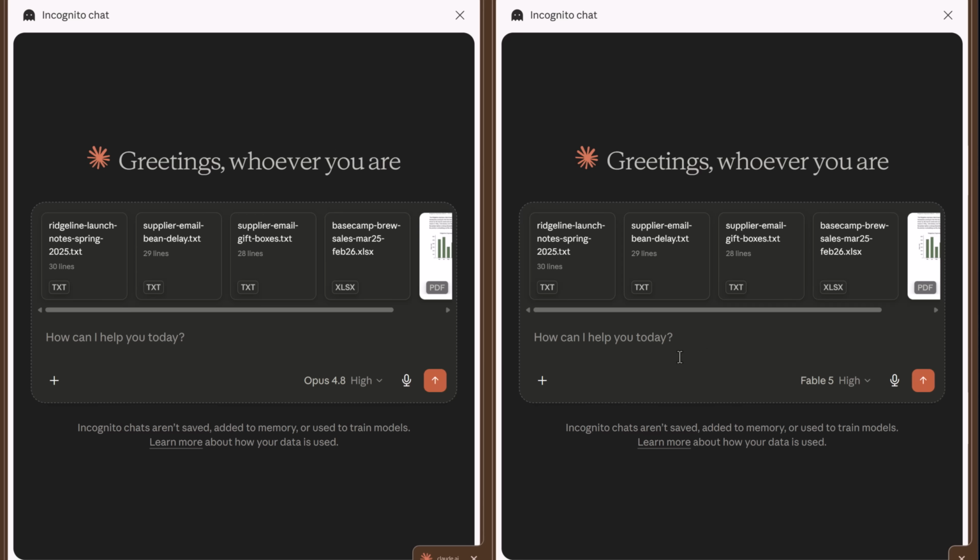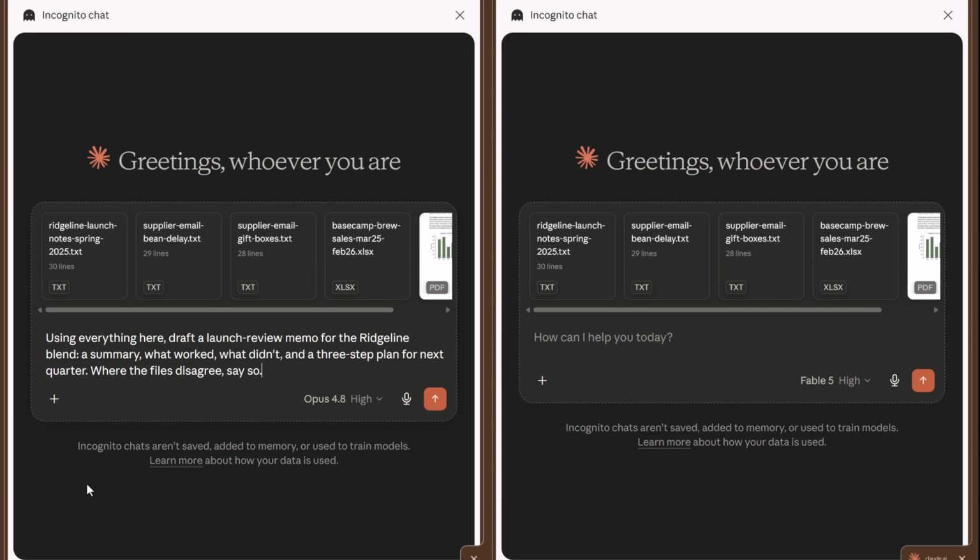Now, 1 ask. Using everything here, draft a launch review memo for the Ridgeline blend: a summary, what worked, what didn't, and a 3-step plan for next quarter. Where the files disagree, say so. And I'll make sure I put this into both.